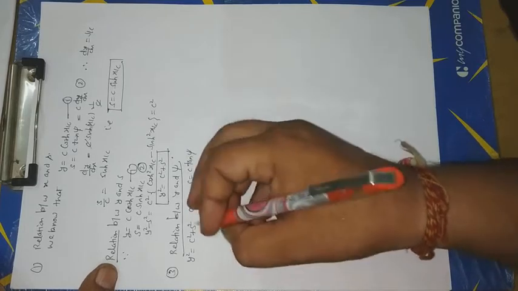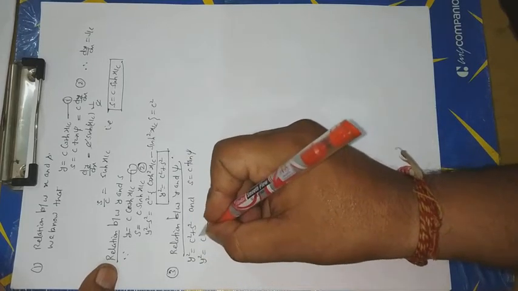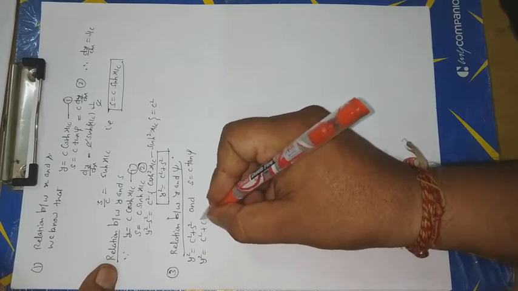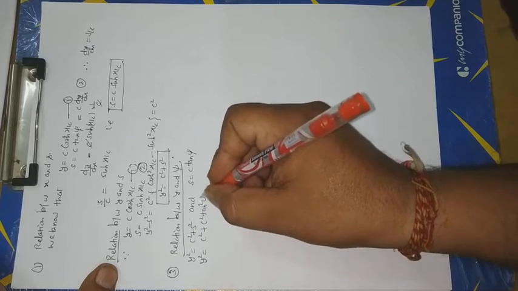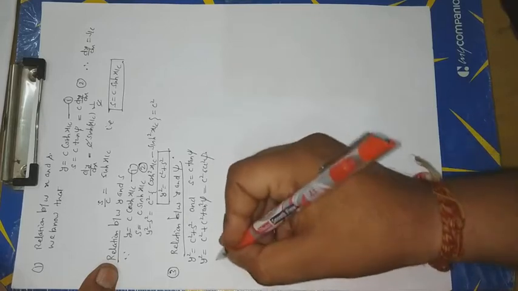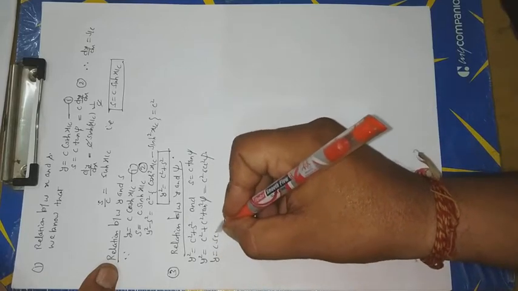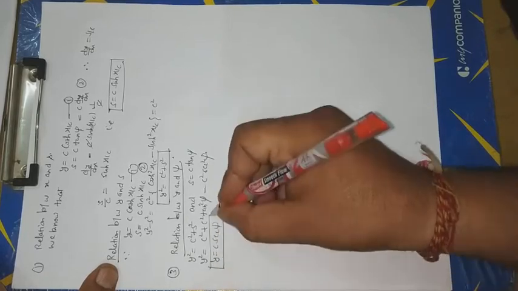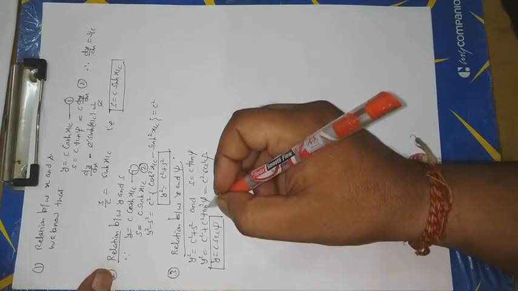Now putting the value of s here, we get y square is equal to c square plus c square tan square psi. Now c square is common, this is equal to sec square psi. Now y is equal to c sec psi. This is the relation between y and psi.